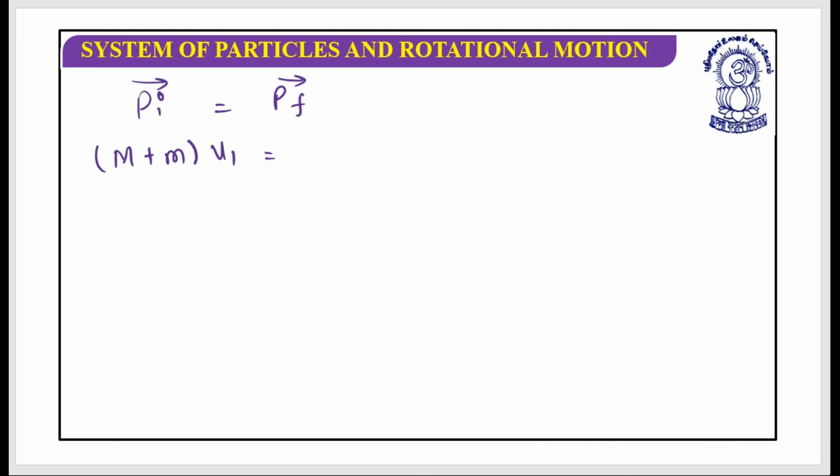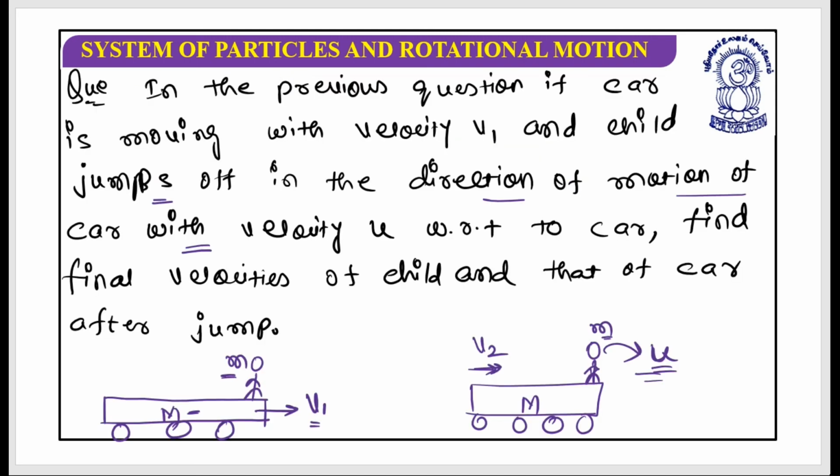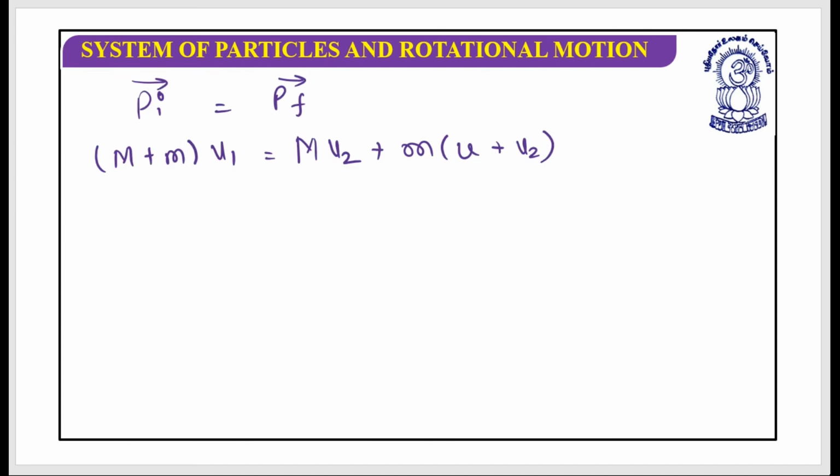So this could be written as the car moving with speed v2 and the person having a speed of u plus v2. Why do this? Because it is in the same direction. If you are standing on the ground and observing this child, you will feel that he is moving with a speed of not only u but with v2 as well. So its net speed would be equal to u plus v2. I hope this is clear.